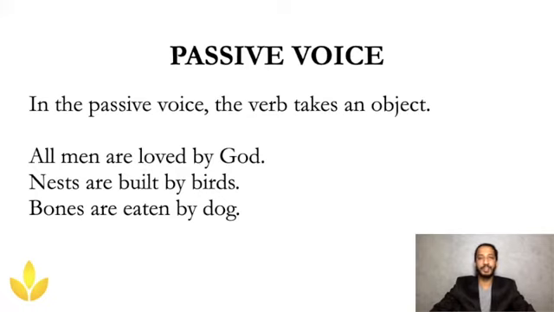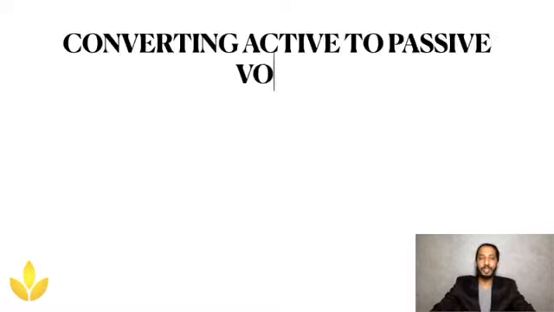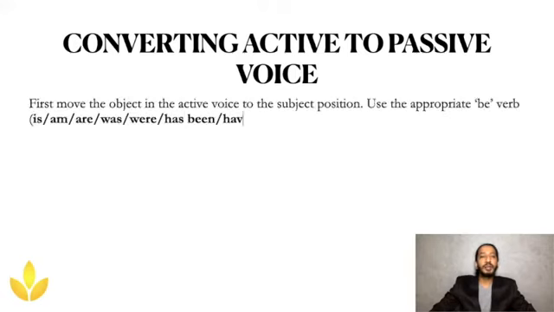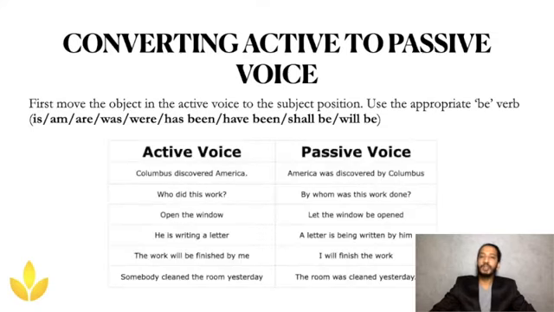So that's passive voice. The second phase of any passive and active voice, which is utilized in most of your verbal sections, is converting it. So, converting active to passive voice. There are certain things that you need to keep in mind. First, move the object in the active voice to the subject position. Use the appropriate verb, that is, am, are, was, were, has been, have been, shall be, and will be.